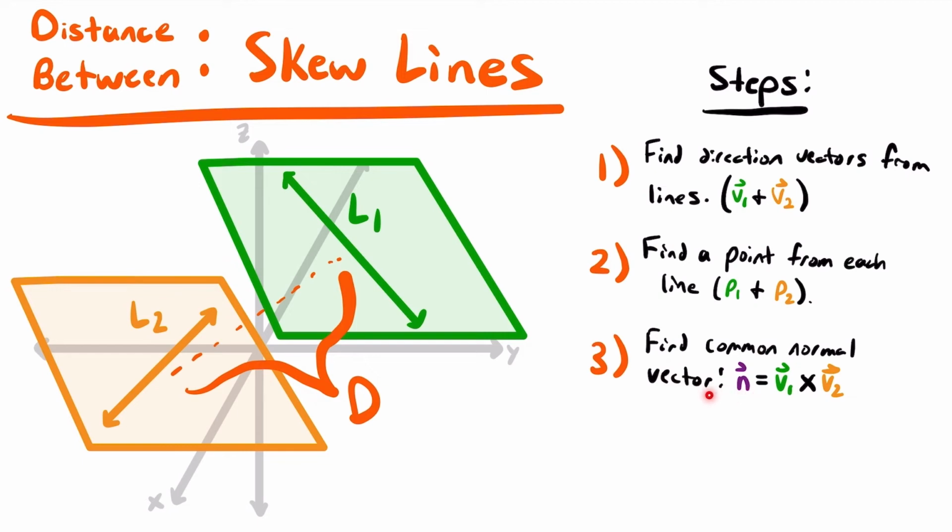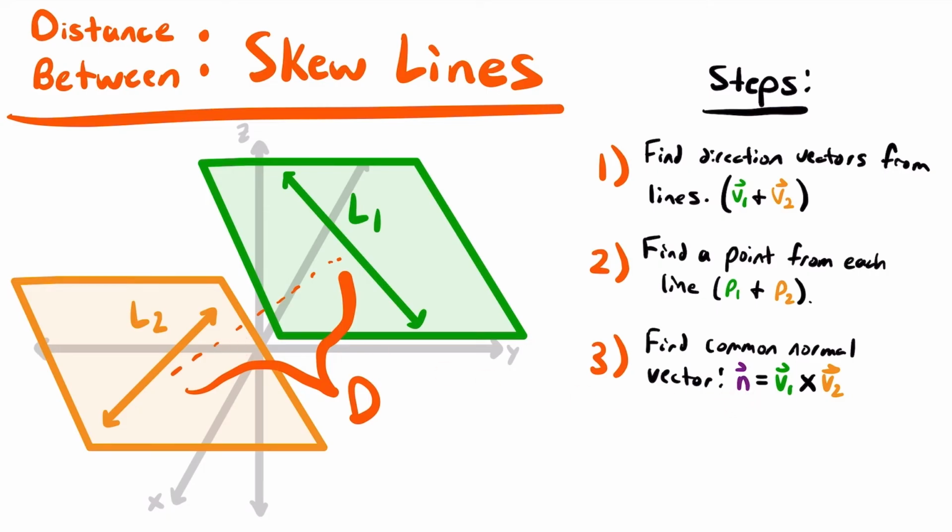Now, the reason we can find that common normal vector by taking the cross product of vector v1 and vector v2, the direction vectors from these lines, is because those direction vectors will be parallel to their respective lines. And so therefore will also be parallel to the planes. And so we would have two vectors parallel to those planes, and taking the cross product of any two vectors will give you a vector that is perpendicular to both of those vectors. So if we find a vector that's perpendicular to vectors parallel to these planes, then that vector will also be perpendicular to the planes. That will be the normal vector that we want to find.